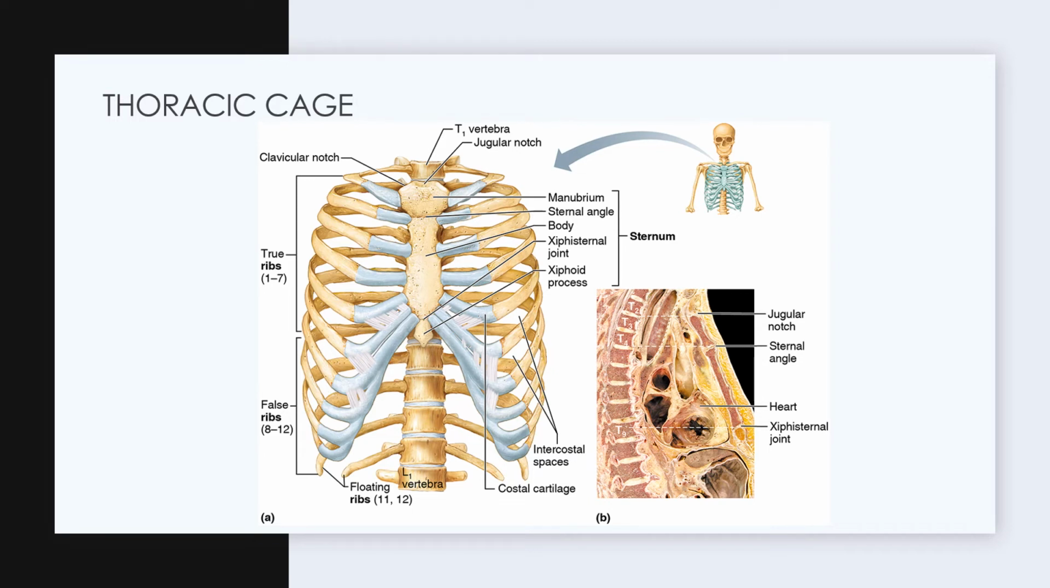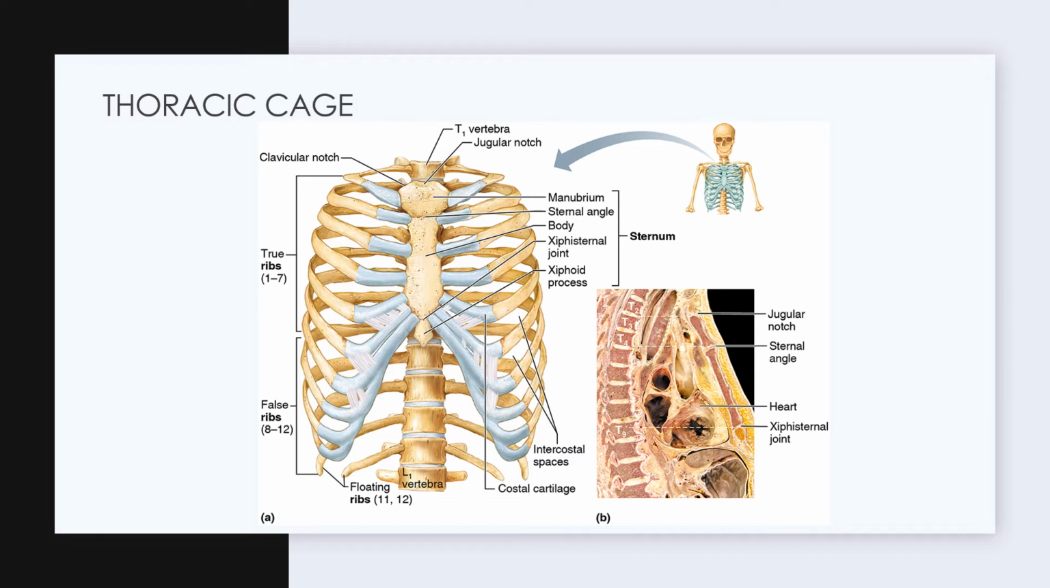So jugular notch, the concave upper border of the manubrium, so it's right at the top. Some people have a more defined one that you can see on their body, but you can also just palpate it. It's easily palpated.